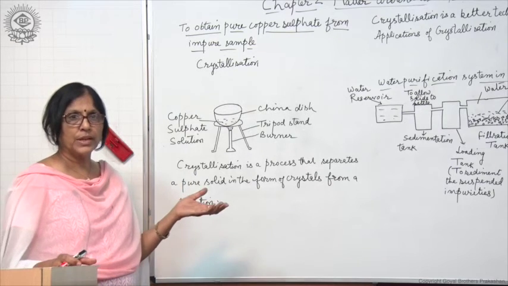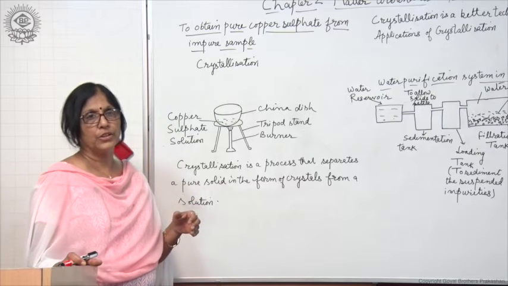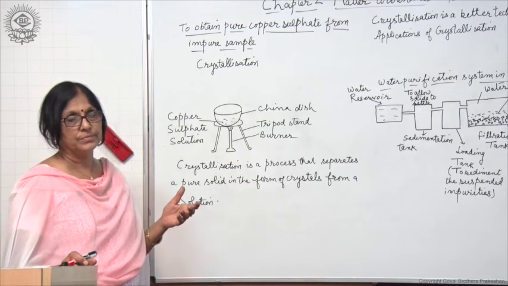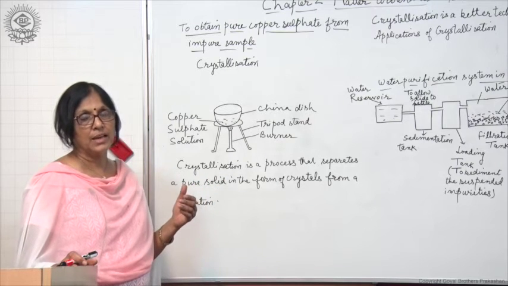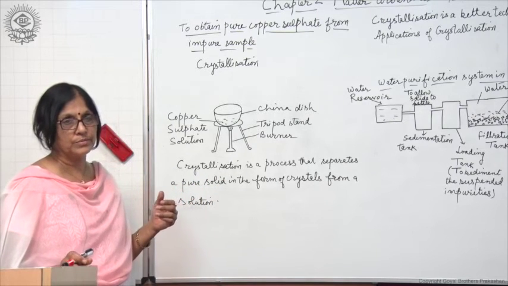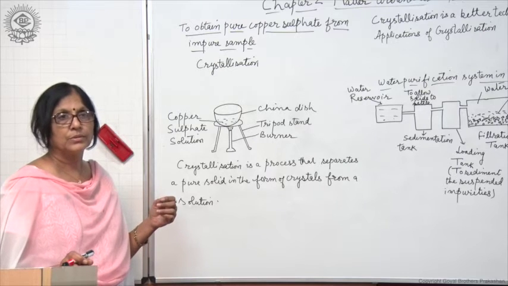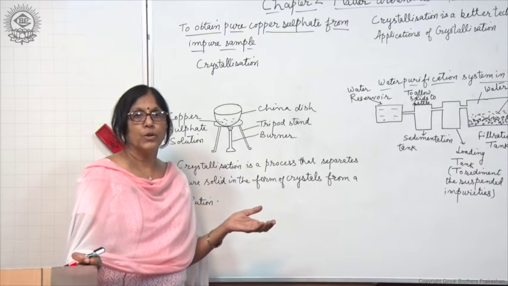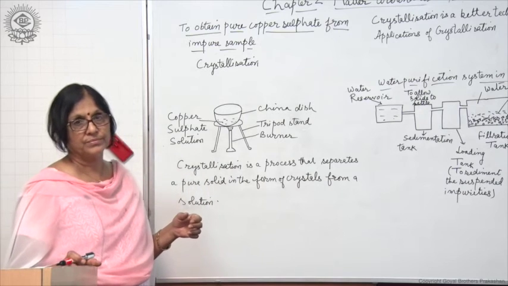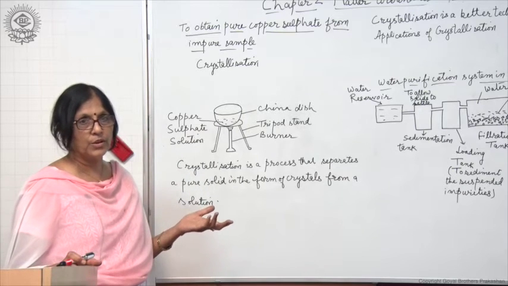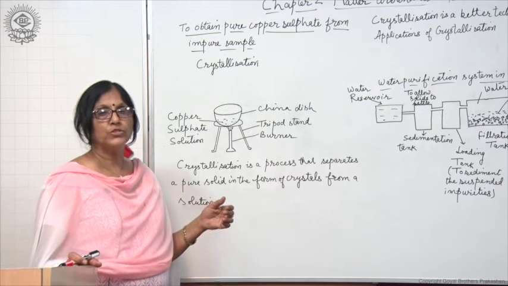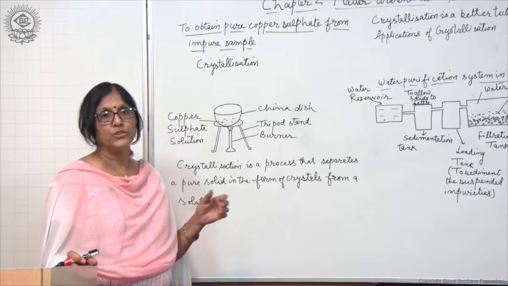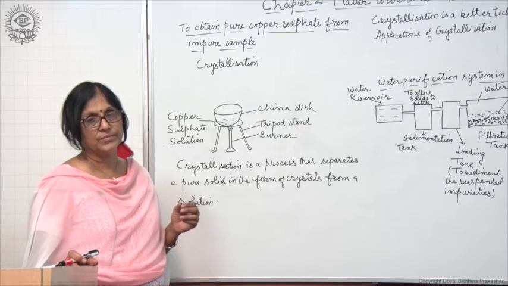A solid also can be separated from a mixture by evaporation, but crystallization is a better technique as compared to evaporation, because some of the compounds decompose on heating, so that we cannot get the compound because it has decomposed, and some of the compounds char on heating, like sugar. Sugar becomes black on heating.